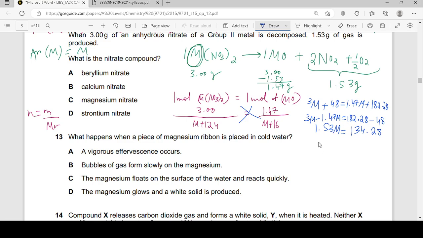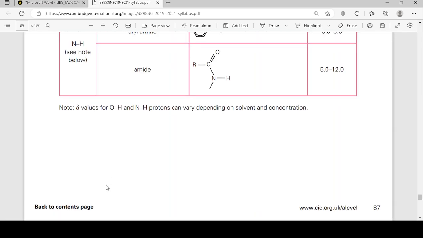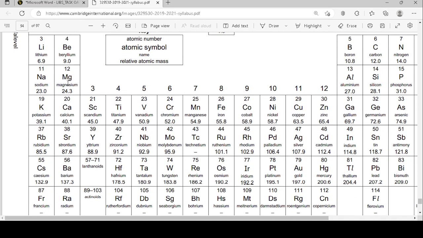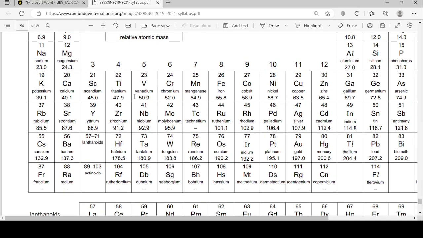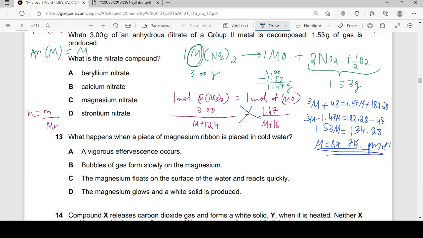1.53. So we get M equals to 87.76 approximately grams per mole. So now if I look at my periodic table, which is somewhere down. Yeah, here it is. So if I look at group 2, 9, 24, 23, 41, 87, oh, look at that. Beautiful. Okay, so I got 87.6, and that's literally, well, approximately what I got, right?